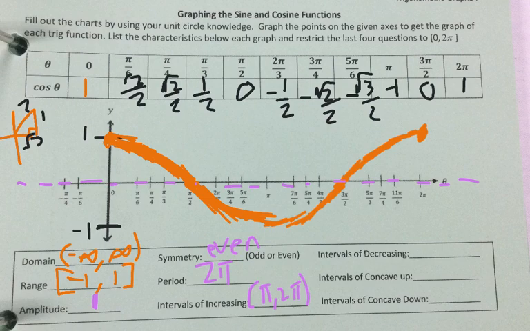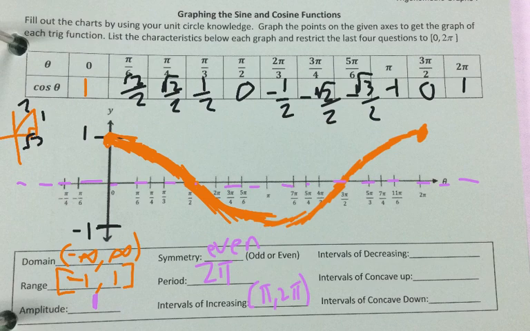It says here, this is important, restrict the last 4 questions to only the numbers between 0 and 2 pi. Is this the only place it ever increases? No, because it's going to decrease until 3 pi, increase from 3 pi to 4 pi, and decrease from 4 pi to 5 pi. I couldn't list them all, so because it told me only between 0 and 2 pi, that makes sense.